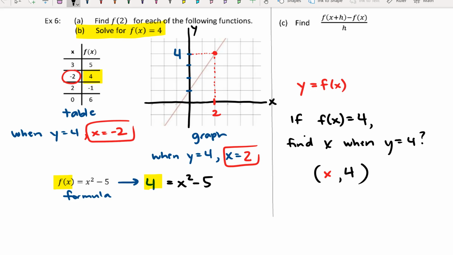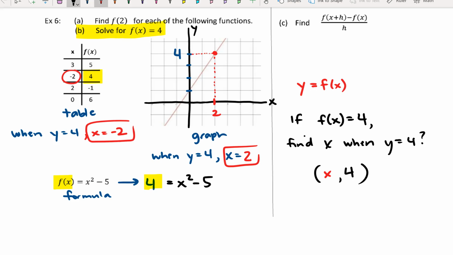So when y is 4, what happens to the x? What is it? So if you notice, this is a quadratic equation. And it looks like it's missing a linear term. So we have a choice whether we want to bring everything to one side to see if it factors. Or we could use the square root property. That's another possibility. But let's try to factor first. It's not a bad review for us.